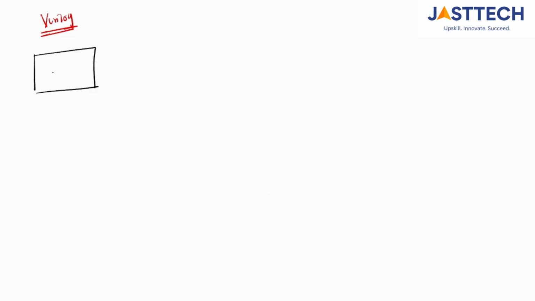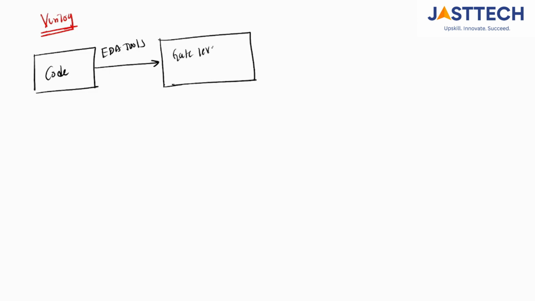So you have a Verilog code, and with the help of some EDA tools like Xilinx Vivado or ModelSim, or Quartus Prime, okay. By using these electronic design automation tools, you are writing the code. And what these EDA tools will do is convert your code into a gate level netlist. A gate level netlist is nothing but your code in terms of gates.